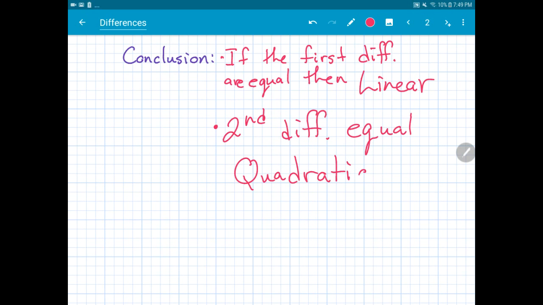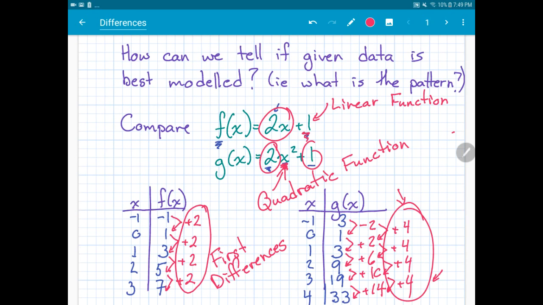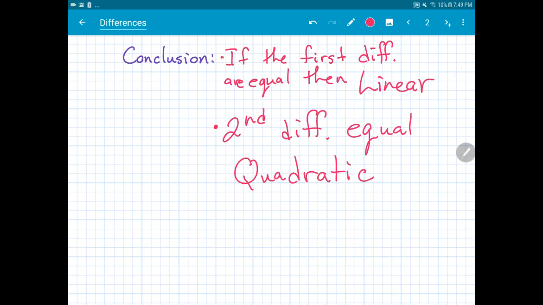It's just a quick way to identify that if you get a list of inputs and outputs, you can tell whether it's going to be quadratic or linear. If it doesn't end up being either, then we just say for now that it's neither linear nor quadratic.